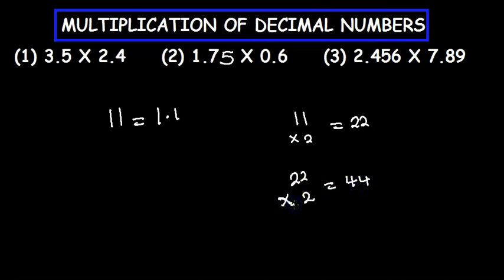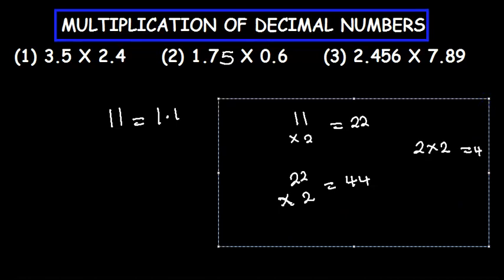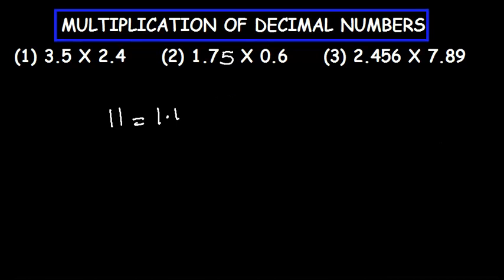Alright, let's take an example. Let's say we are given 2 by 2, and this is simply going to be 4. Alright, so what we're trying to explain here is this. The third step here is for us to place the decimal in the product by counting from the right. Let's follow the steps and see if we can solve this problem here on the top.